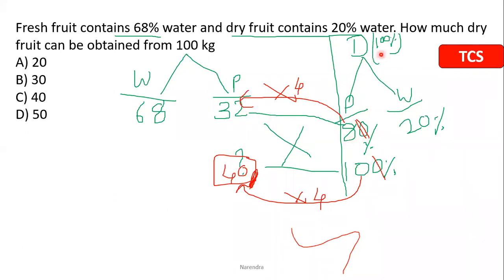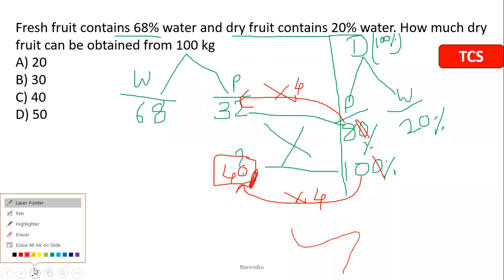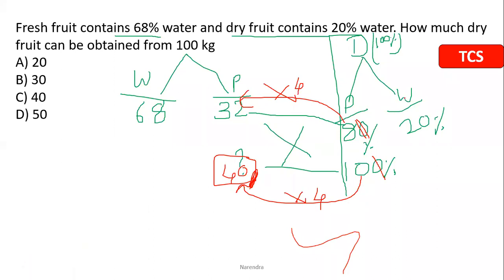They are asking the total quantity of dry fruit. That is 100%. We can do this cross multiplication, or the easy way I explained. If you cancel both the zeros, 8 4s are 32, 10 4s are 40. That's it. No need to do any cross multiplication. Is it clear?